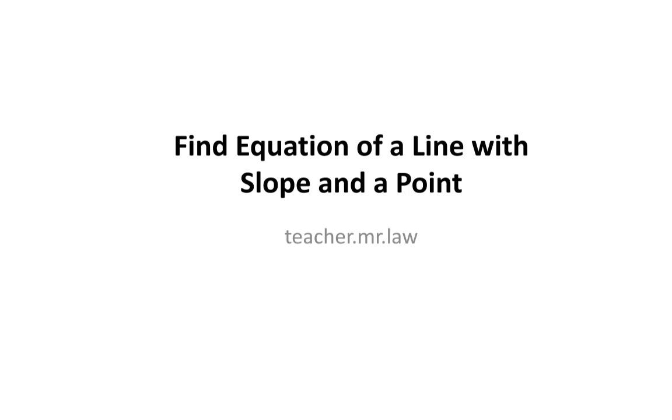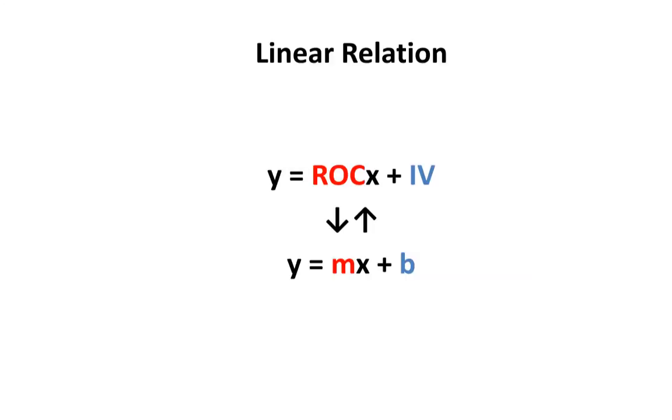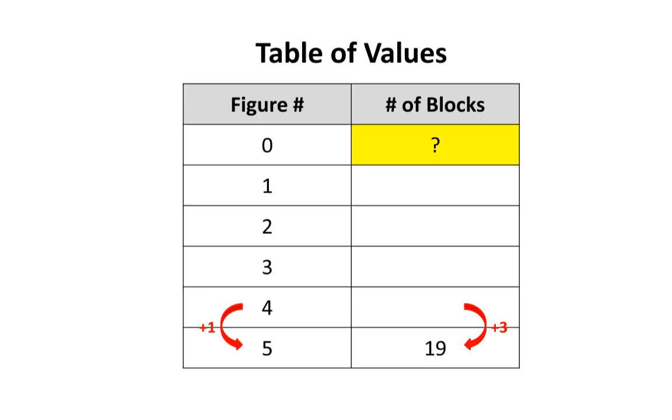In today's lesson, we'll be learning how to find the equation of a line with slope and a point. As discussed previously, a linear relation is just a pattern, and this pattern can be represented with an equation. Both these equations mean exactly the same thing. We've learned that rate of change is the same thing as slope, and initial value is the same thing as y-intercept.